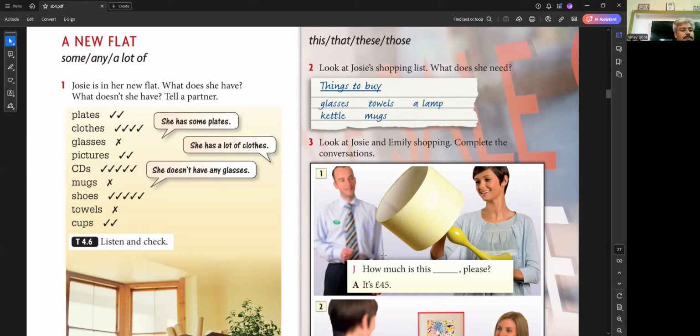She has some pictures. Next. She has a lot of CDs. She doesn't have any mugs. Next. Girls always have a lot of shoes, a lot of clothes. Yes. Right? Zara, do you have a lot of shoes, a lot of clothes? Yes, sir. Next. She doesn't have any? So she needs to go shopping. Otherwise, she will have to use the bed sheet.